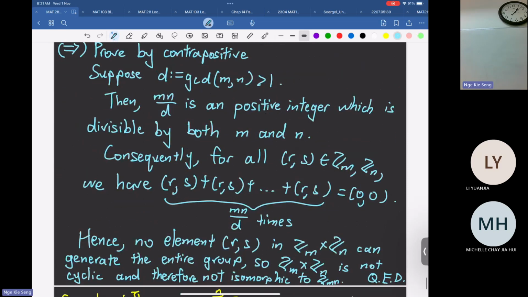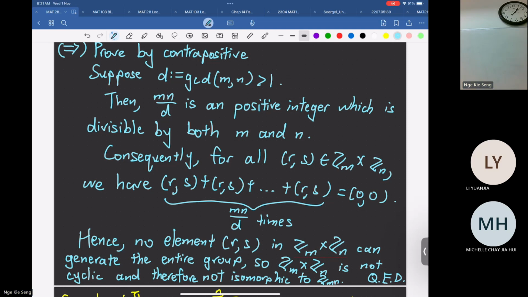Okay, so quickly go through this proof. If the GCD of m and n is greater than 1, let it be d. I can simply divide mn by d, because d divides mn, and mn over d is a positive integer. So what does this mean? If I take any element in Zm cross Zn, so there's a typo again, I'll fix it, and I add it mn over d times, I'll get 0.